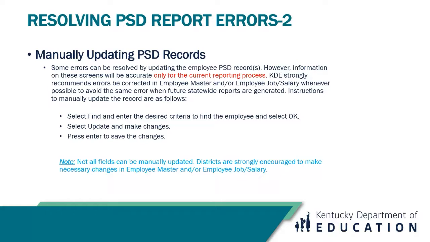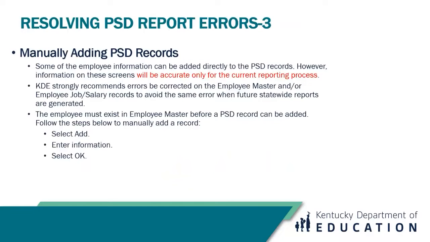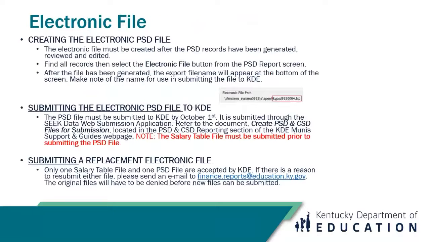If you make it in just the CSD record and regenerate, they're going to go away. So manually adding PSD records, again, this is kind of the same process we talked about with CSD. You select Add, enter the information, and select OK to keep that information. And creating your electronic file. The electronic file must be created after the PSD records have been generated, reviewed, and edited.